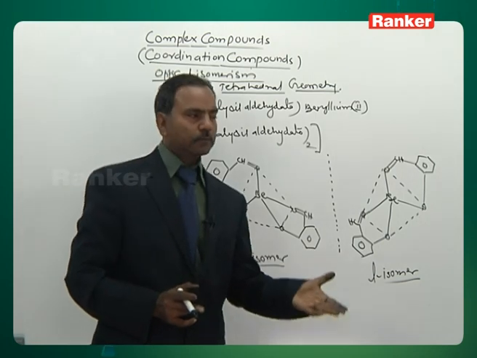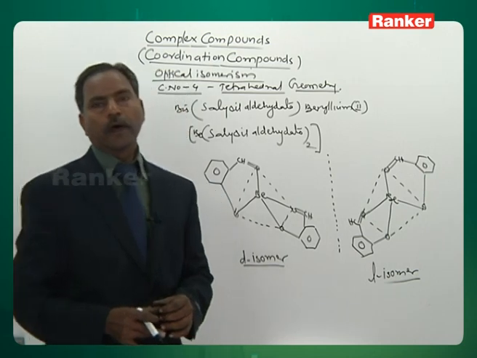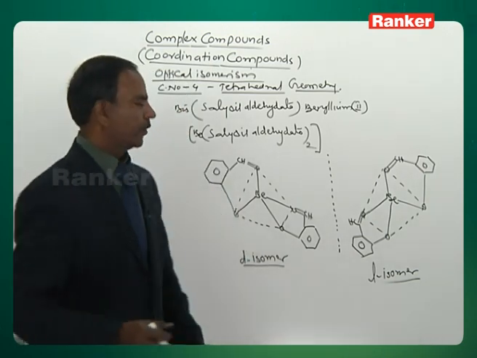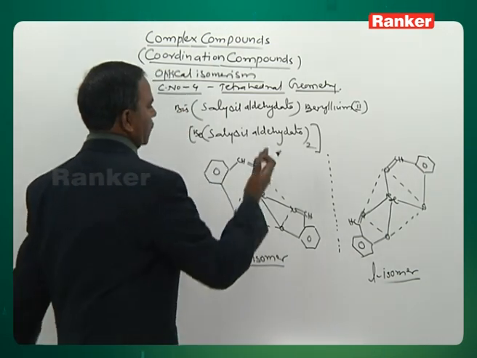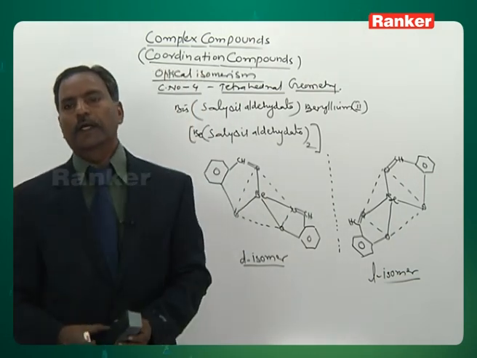Next we see this optical isomerism in octahedral geometry. This we have discussed only in coordination number 4. Next we see coordination number 6. That is, octahedral geometry.